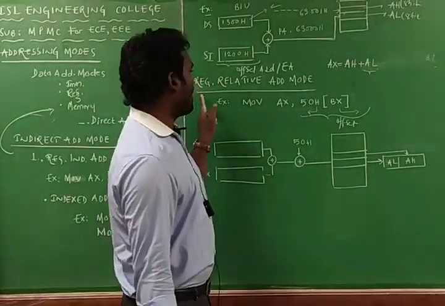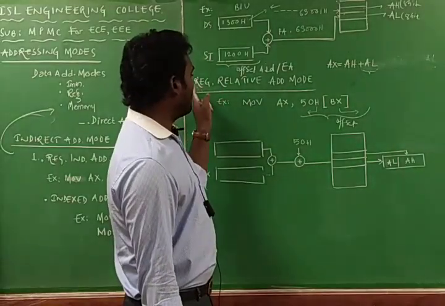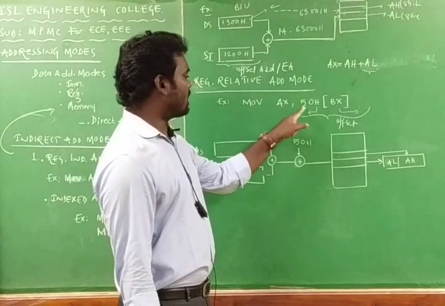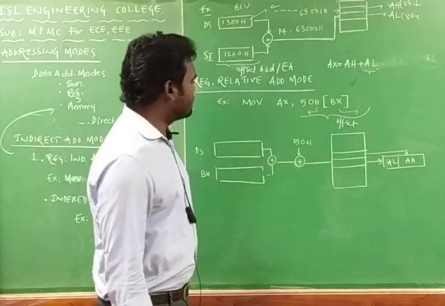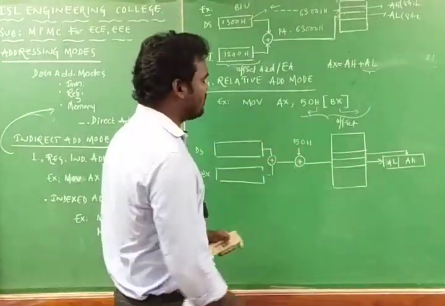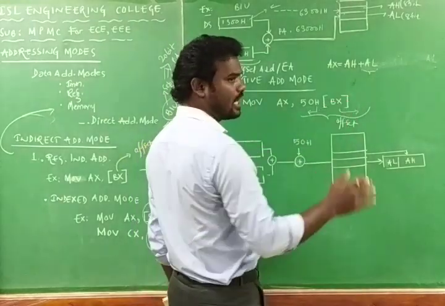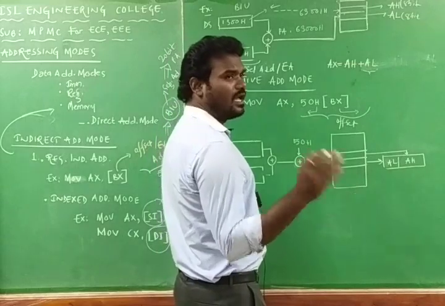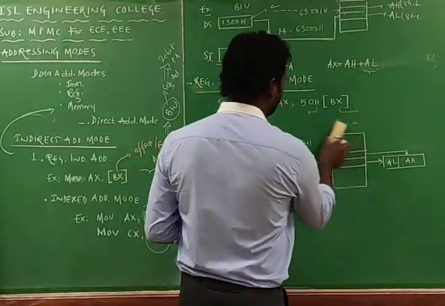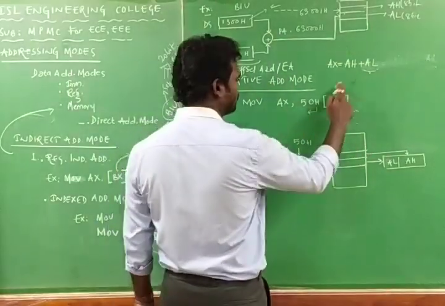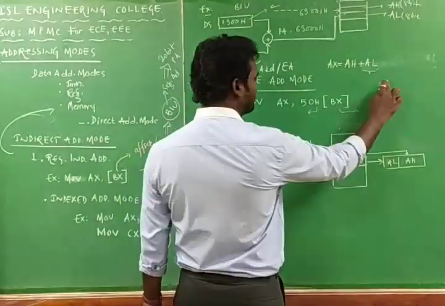That means the offset address is specified not only in the register but also with some relative term. That term is represented with a hexadecimal number. Here I am going with one particular example: MOV AX, 50H[BX]. Whenever something is specified in the brackets, you should understand that it is giving the offset address, but here these two combinedly give the offset address, so by seeing this, the microprocessor directly goes to BX. BX is a general purpose register, the base register, a 16-bit wide register.